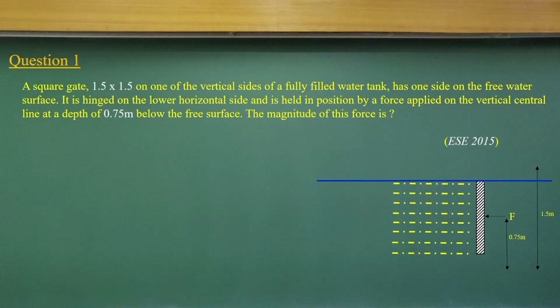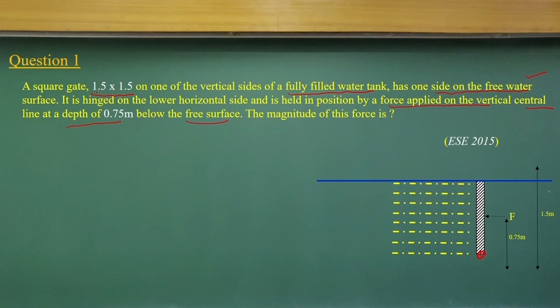These are very easy problems. There is a square gate of dimensions 1.5 meters by 1.5 meters, one of the vertical sides of a fully filled water tank, with one side on the free surface. It is hinged on the lower horizontal side, and is held in position by a force applied on the vertical central line at a depth of 0.75 meter below the free surface.